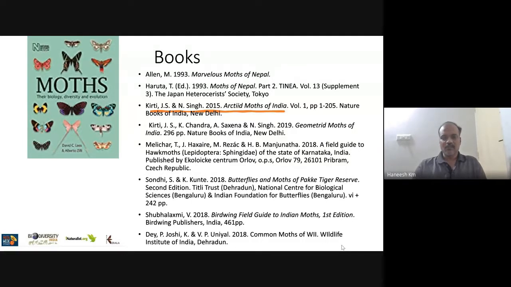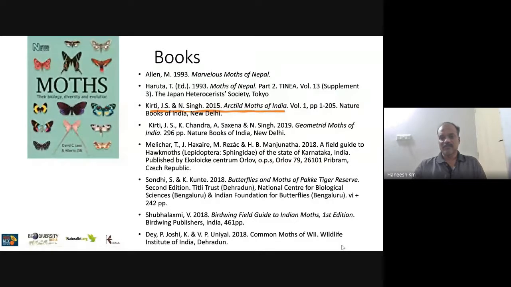Okay, so one of the major works is the Marvelous Moths of Nepal. Actually, Nepal overlaps the Himalayan areas, so the moths of Nepal is very helpful for moth studies in the Himalayan region, especially. Okay, and another book by Haruta, the Moths of Nepal Part 2. So there are a lot of studies conducted on moths.